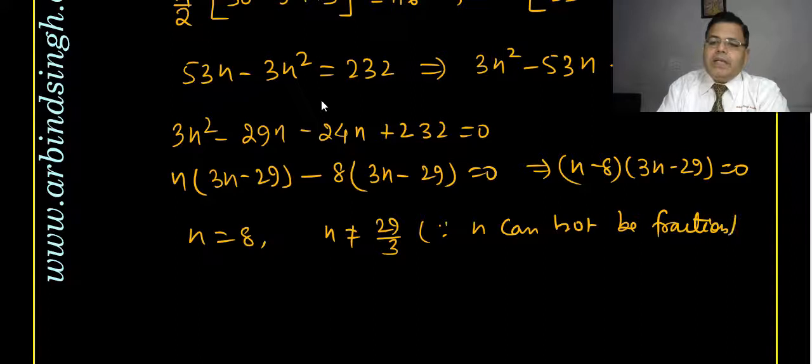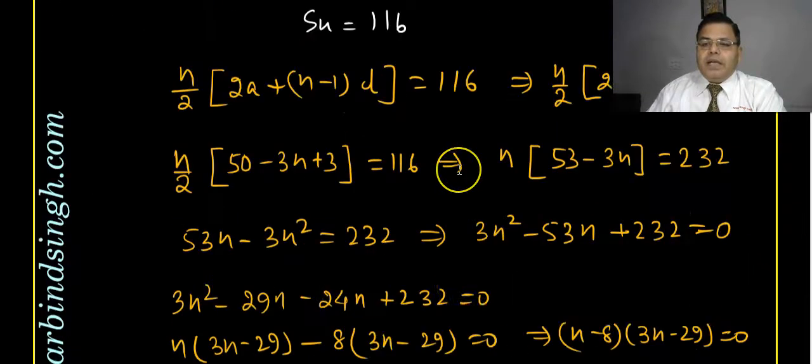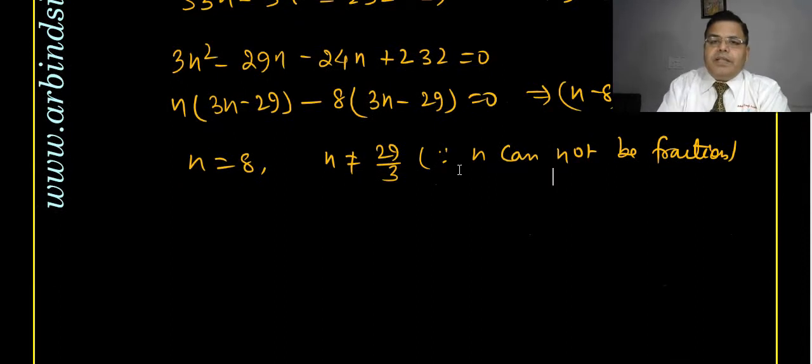So we can write here, n cannot be a fraction, right? So we can have n is equal to 8. So how many terms is required? That is a question, and the question answer is, find the last term. Here we have to find the last term. Last term is tn term.